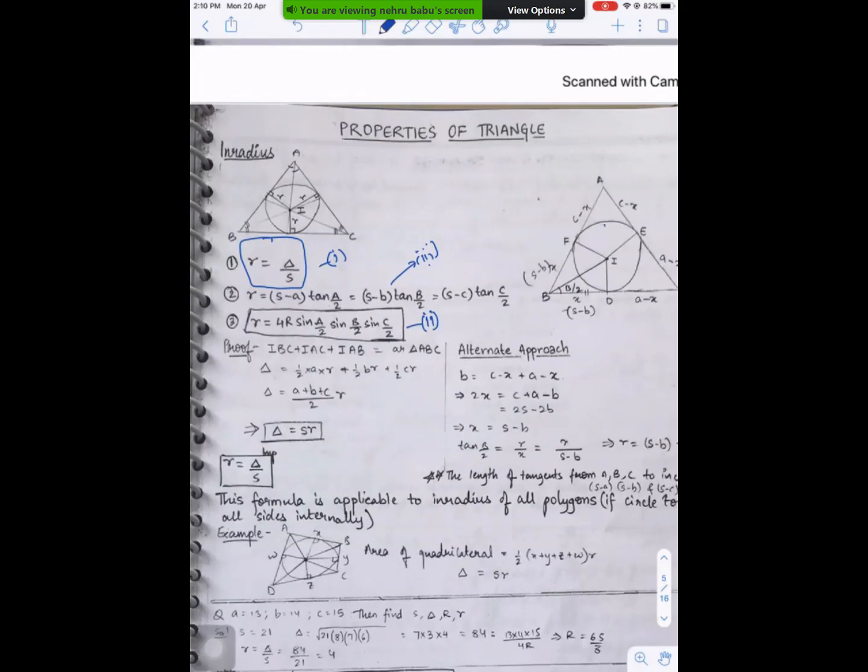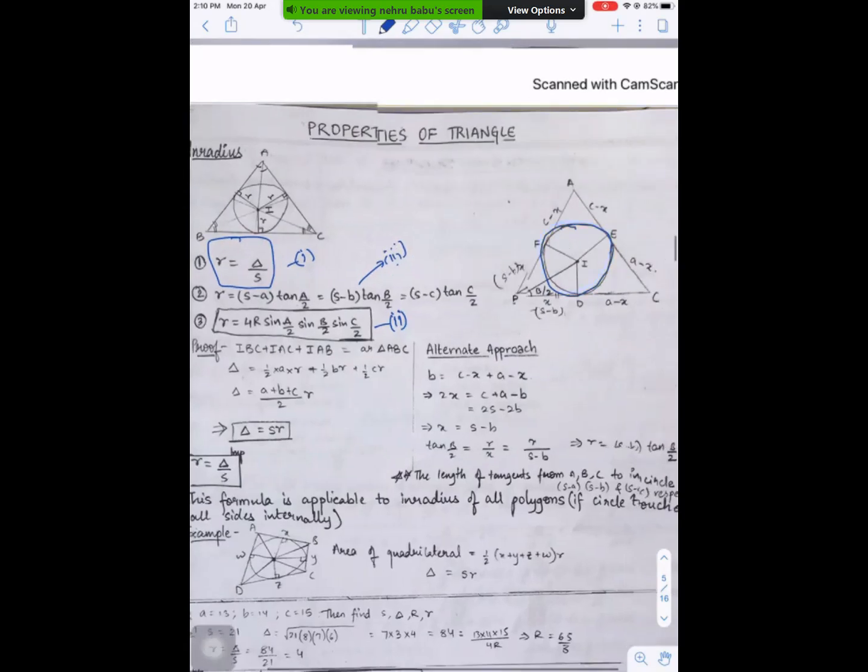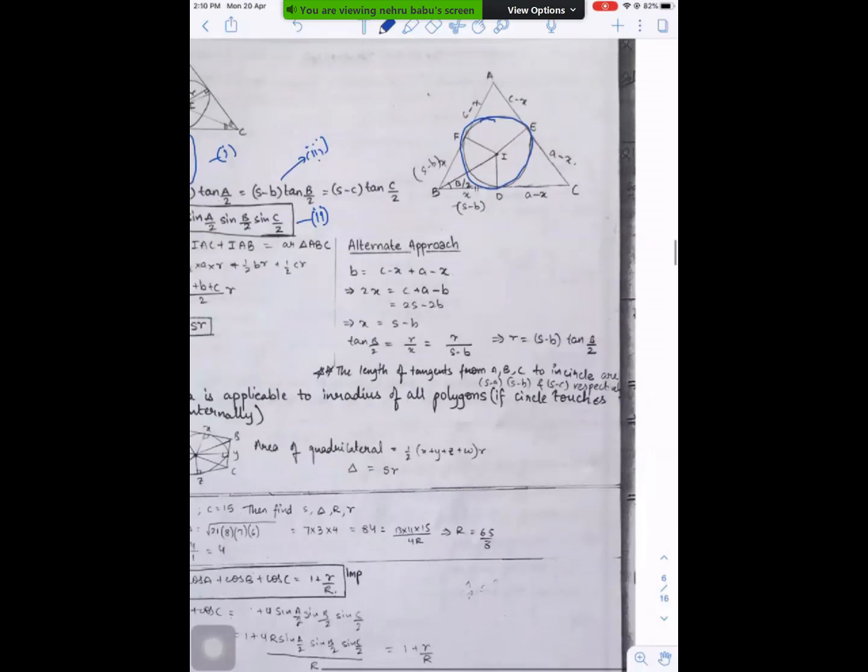When you are drawing the incircle, this part, length of tangents. Here, what we are proving is length of tangent. Length of tangent from A, B, C to the incircle are S minus a, S minus b, S minus c respectively. So from A, this length of tangent is S minus a.